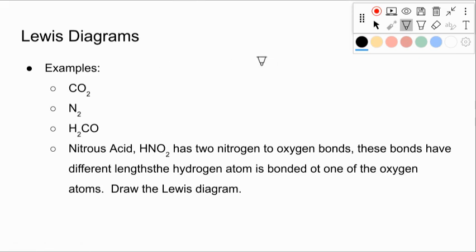So again, I'm going to put my central atom in, which in this case is going to be nitrogen because it can make 3 bonds. I'm going to distribute around my electrons. So I'm going to bring an oxygen over here and an oxygen over here.